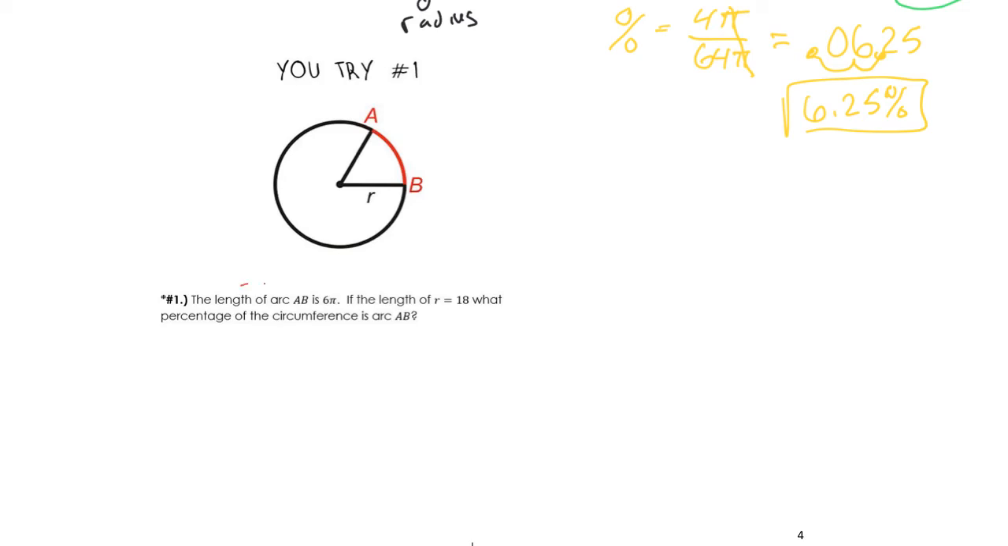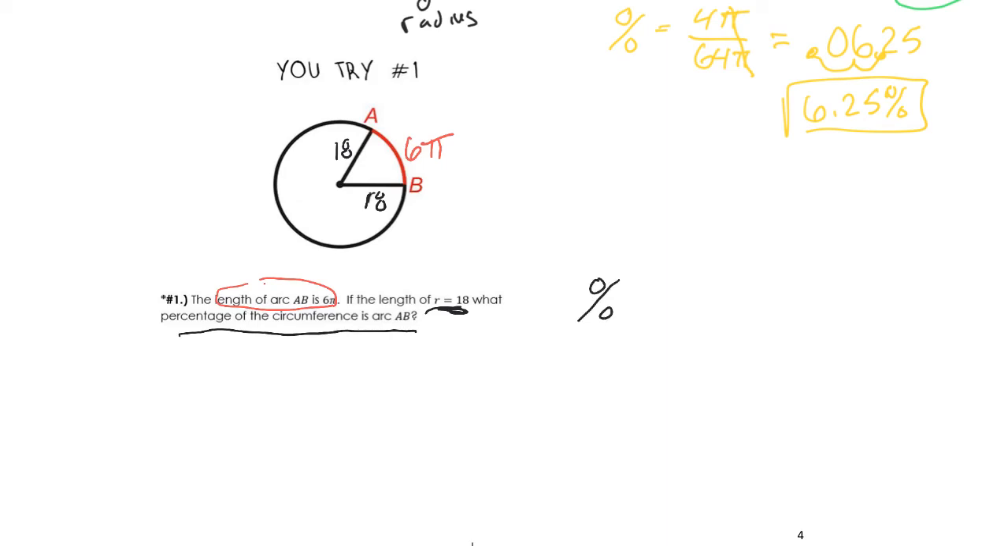So this one's talking about the length of an arc AB, which is 6 pi. The length of the radius is 18. I could put that there. What percent of the circumference is arc AB?